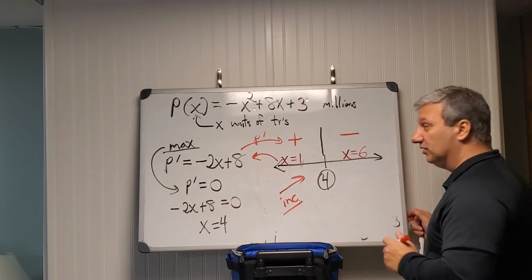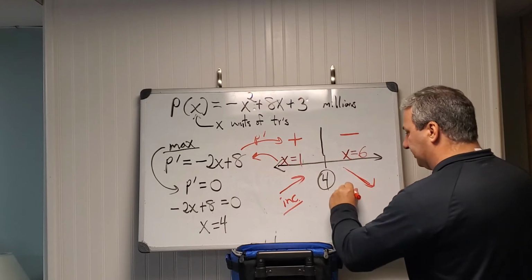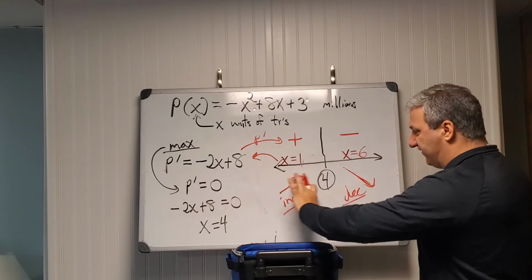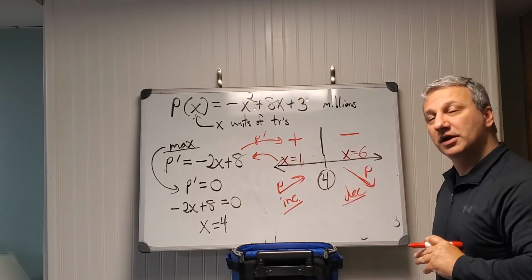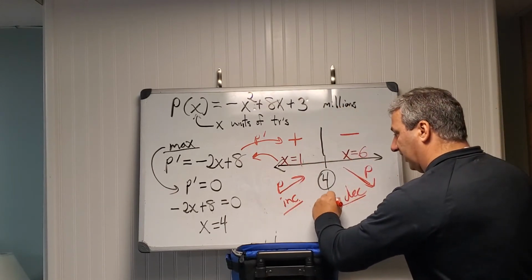On this side, it's negative. Well, negative in the derivative means my function is decreasing. These are my functions. These are my derivatives. So my function, my p, is increasing. My p is decreasing. Think about it. If I increase to decrease, this must be a maximum. And that's what I have.